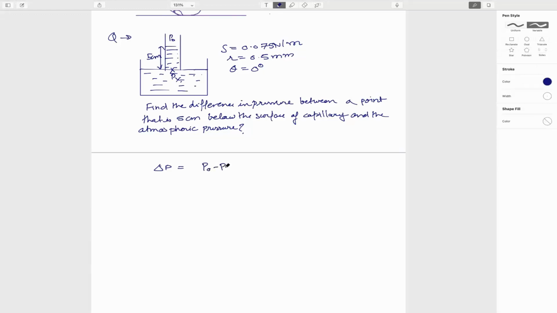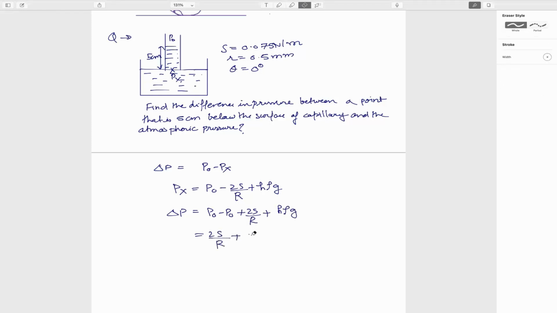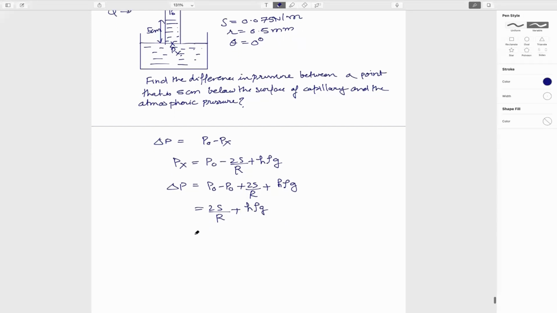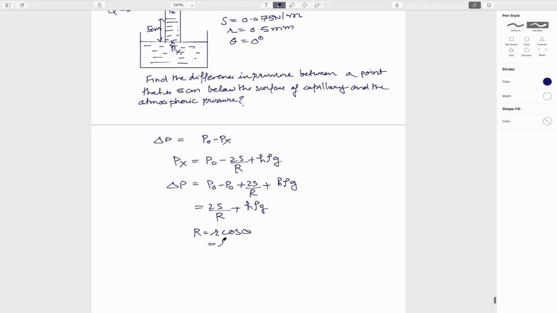P naught minus Px. So we know Px is nothing but P naught minus 2s by R plus H rho G. So delta P is nothing but P naught minus P naught plus 2s by R plus H rho G. So it comes out to be 2s by R plus H rho G. R, capital R is small r cos theta. Theta is 0, so that is small r.